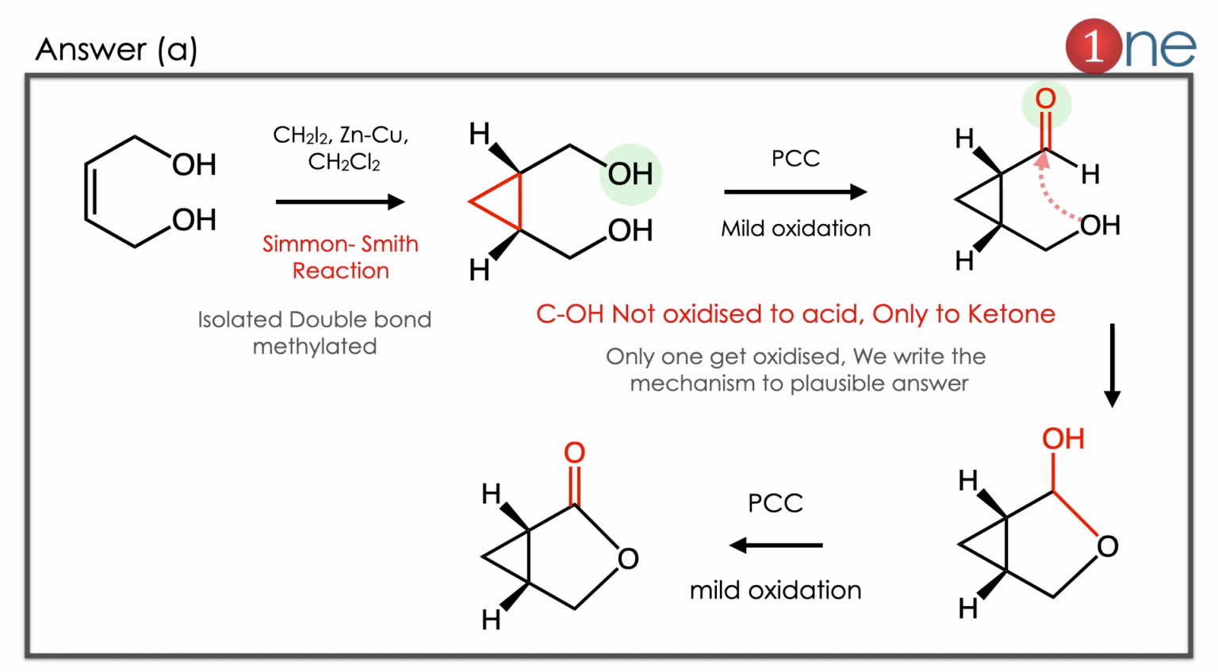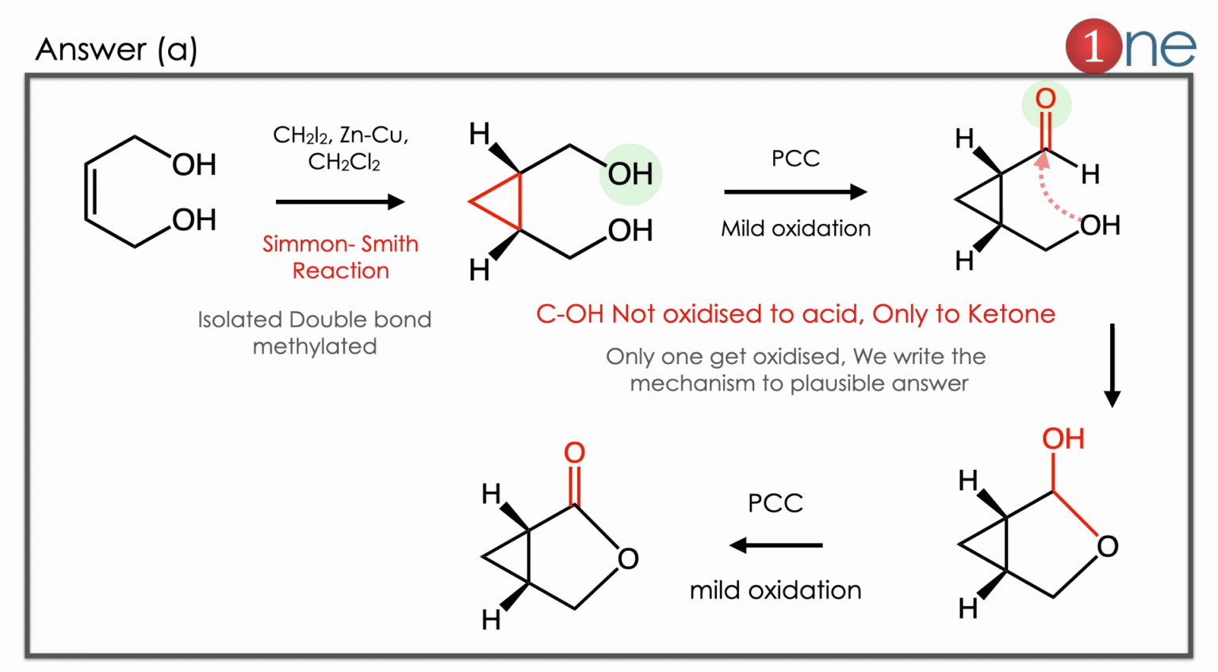Then you are using the PCC. PCC is an important oxidizing agent because it converts an OH group into a carbonyl group. Here we are converting only one group because we have to write the mechanism to the plausible answer. If both groups are oxidized, we will end up with nothing. So we oxidize only one. So a C double bond will form there. Then the ketol formation occurs.